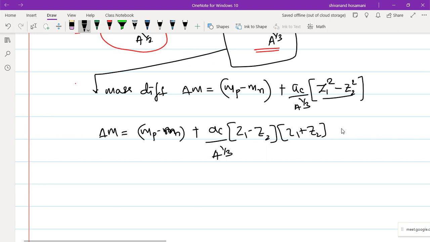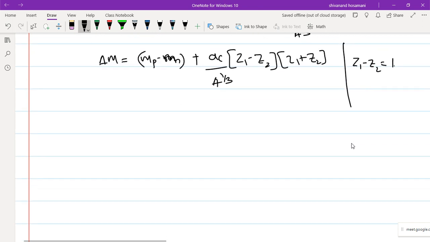So if you treat this, we know already that z1 minus z2 is going to be 1, right? If you treat this as mirror nuclei, according to the mirror nuclei, the protons of one will be equal to the number of neutrons of the other, right? So here we just replace this in terms of A. We know that z1 minus z2 is equal to 1.